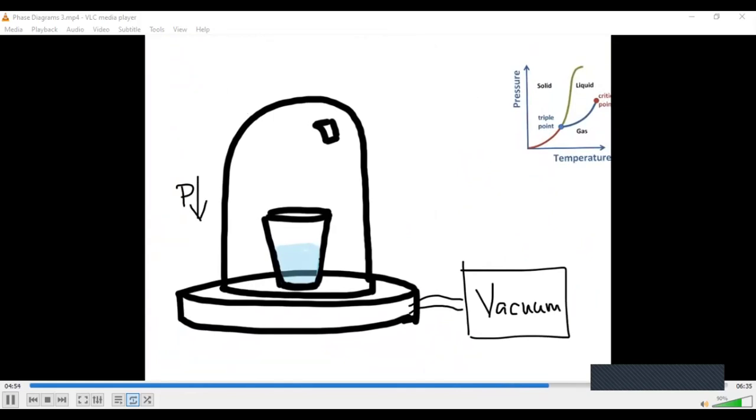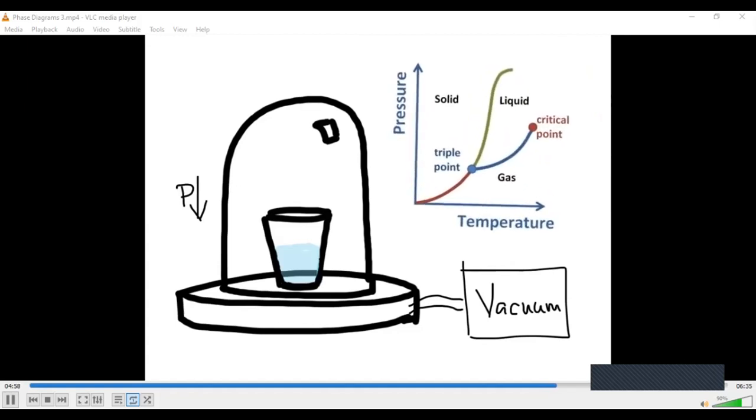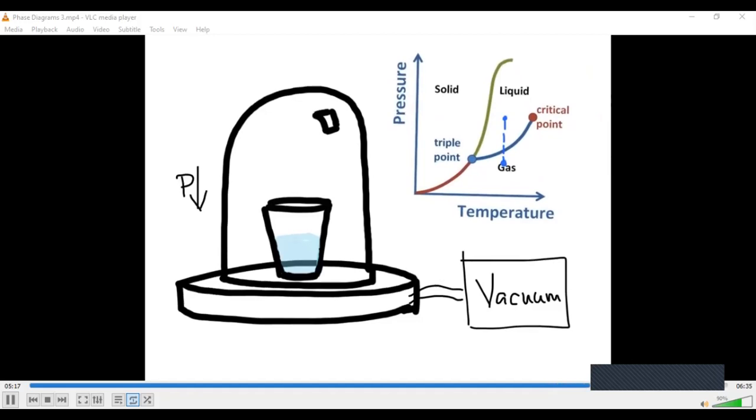We could change this substance's state without even touching the temperature. So maybe we're right here at standard pressure. It's hot enough to be a liquid, this water inside this glass, and we slowly lower the pressure. We could eventually turn that substance into a gas and we could start boiling it without even changing the temperature.